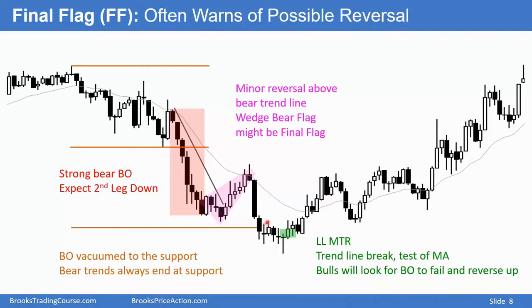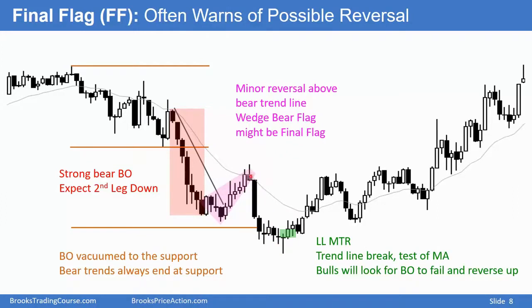We have an attempt to reverse up, but a weak buy signal bar after two big bear bars, probably a minor reversal. And now we have a second attempt to reverse up at support after a potential final flag. This is a reasonable buy, looking for at least a swing up, probably two legs up. You could call this a lower low major trend reversal.